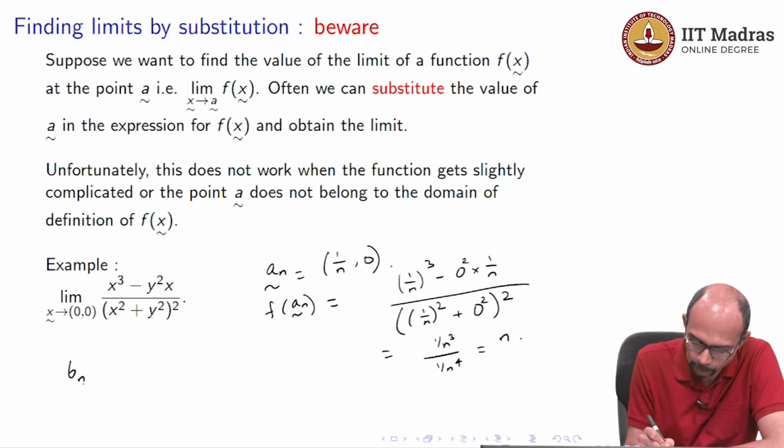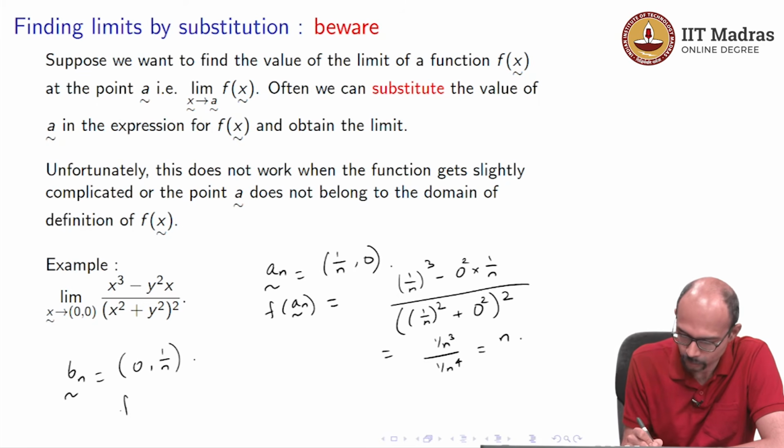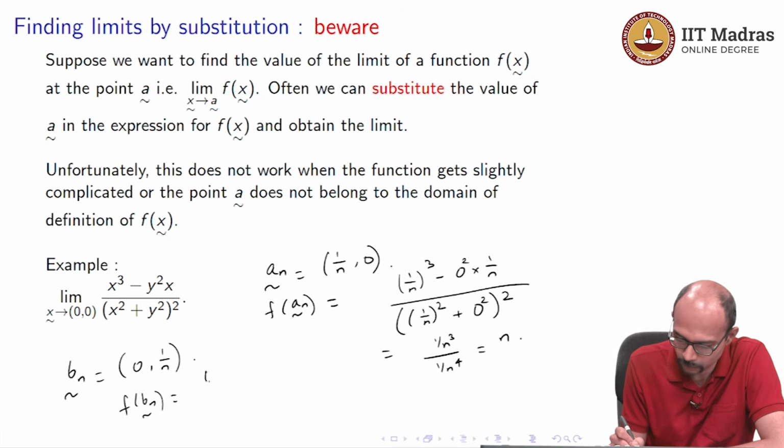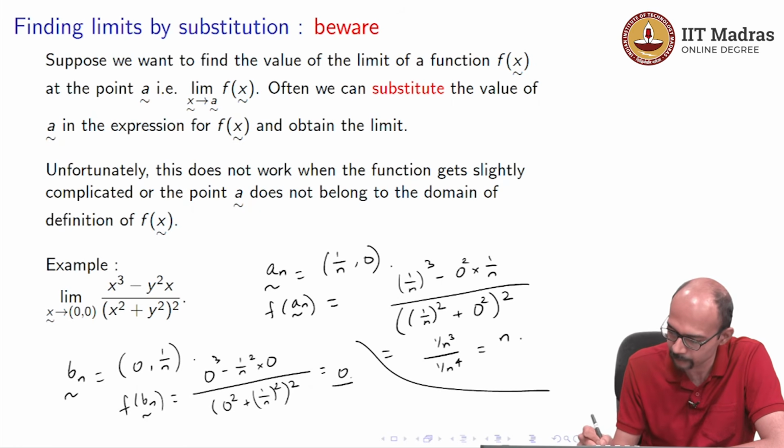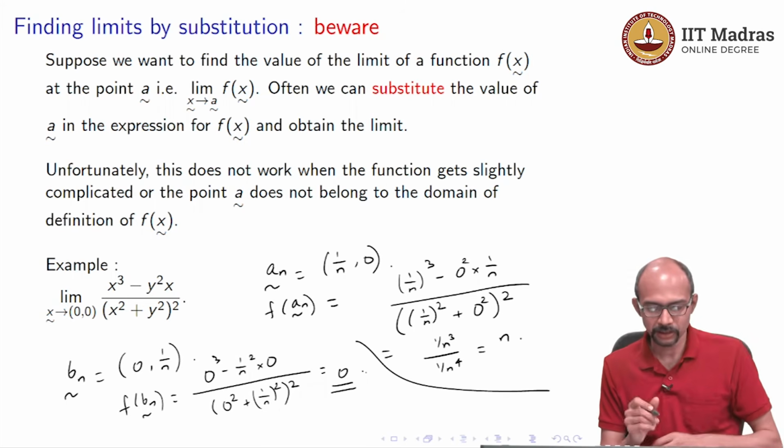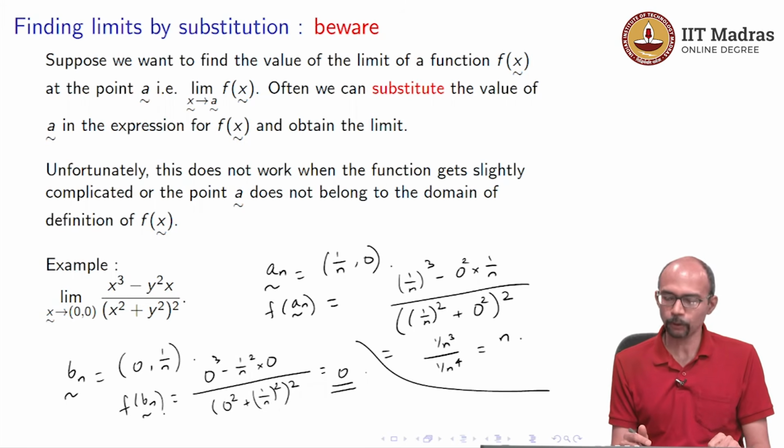Let us just for practice take another sequence, (0, 1 by n). Let us look at what is f of b̃_n. If we substitute that, the numerator is 0 cubed minus (1 by n) squared times 0, so that is 0, and the denominator is (0 squared plus (1 by n) squared) squared, which is something non-zero. So, it is 0 by something non-zero, which is just 0. For this sequence b̃_n, f of b̃_n does actually have a limit. So, along the y axis this function does have a limit.